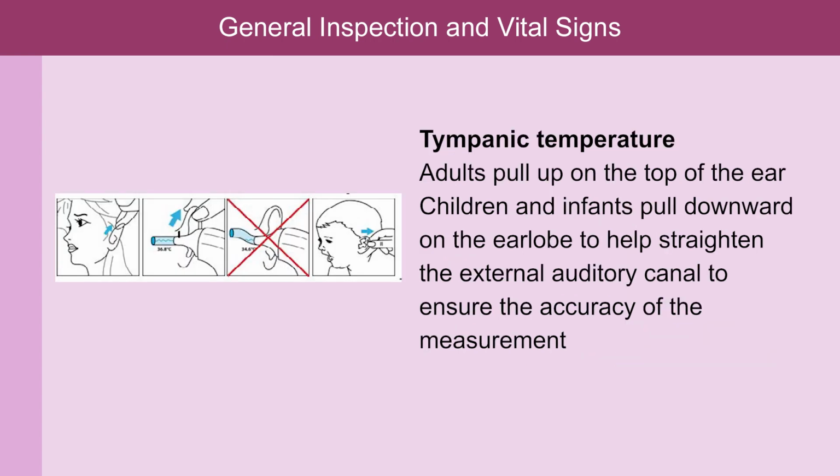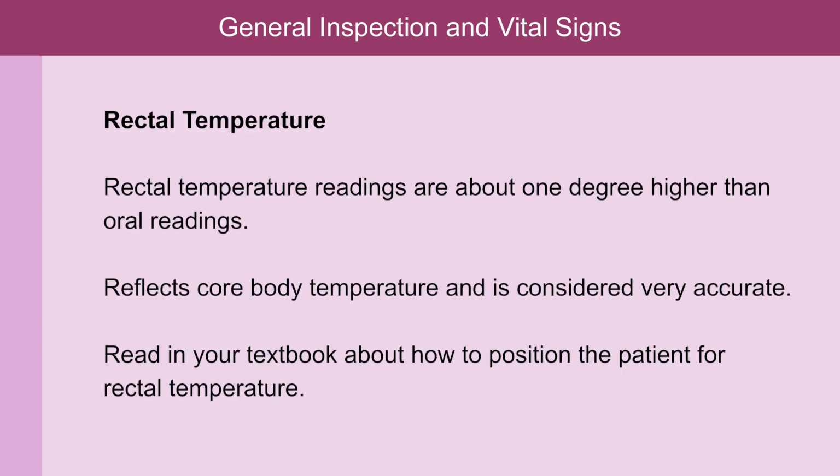When checking tympanic temperature on a patient, if your patient is an adult, pull up on the top of the ear. And for children and infants, pull downward on the earlobe to help straighten the external auditory canal to ensure the accuracy of measurement. For rectal temperature, these readings are about 1 degree higher than the oral readings. They reflect core body temperature, and that reading is considered very accurate. I need you to read in your textbook on positioning of the patient for rectal temperature.